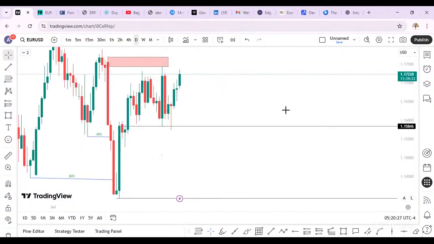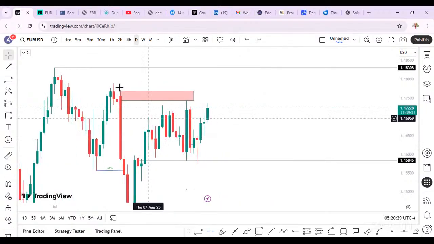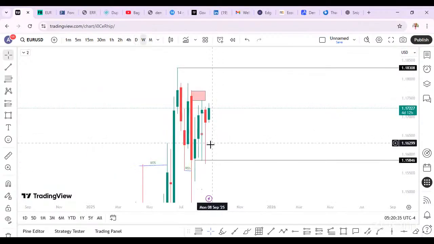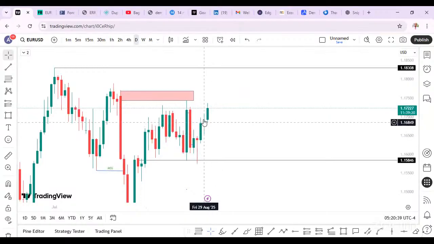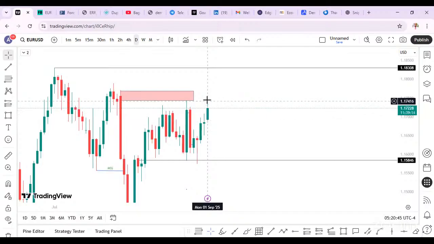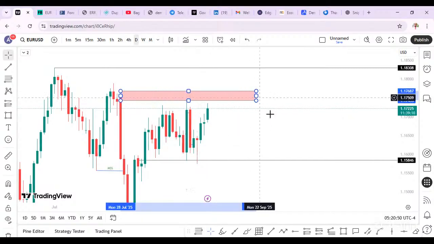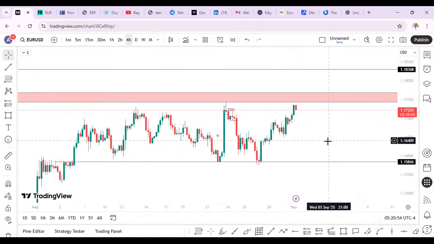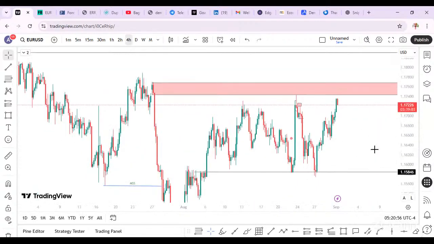So today is just Monday. Last week we closed bullish, based on individual candlesticks, and the market opened yesterday night. Now the market is trading up. So we still hold on to that bullish view, but be careful when you are buying.